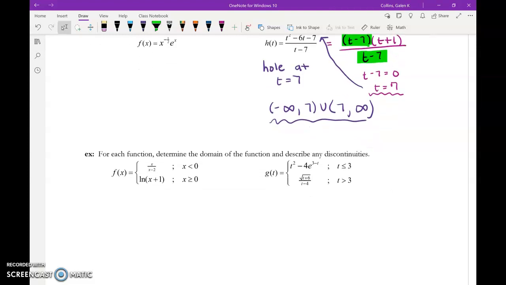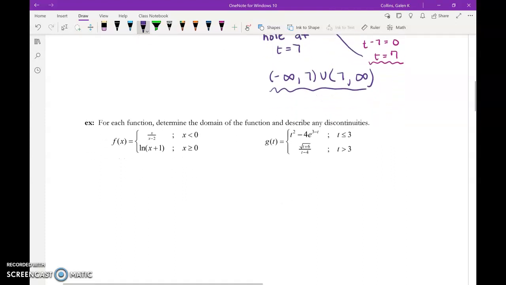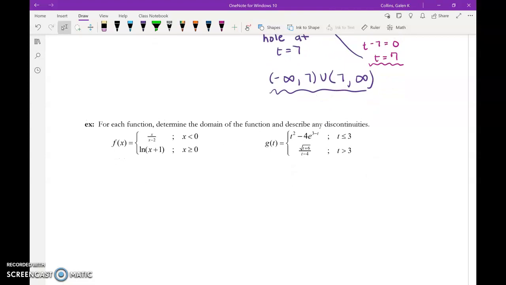So first of all, in the top piece of f, where I have x over x minus 2, if I think about what values would cause a problem in our domain here, well, we're really just concerned with the denominator, because again, we can't divide by 0. So if I consider where x minus 2 equals 0, that would be where x equals 2. That value would be problematic.